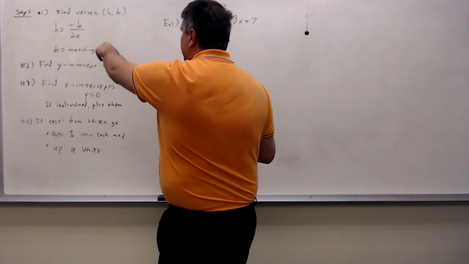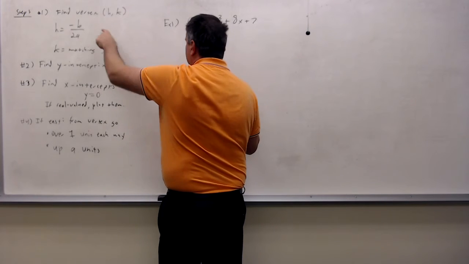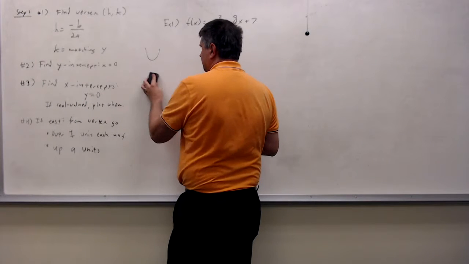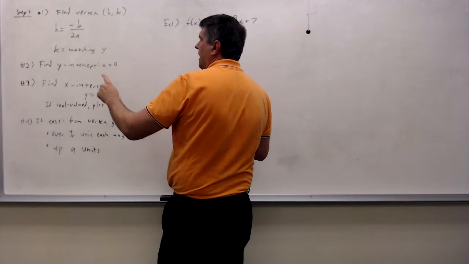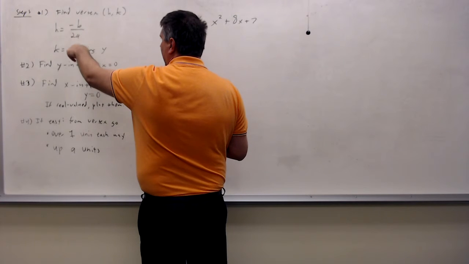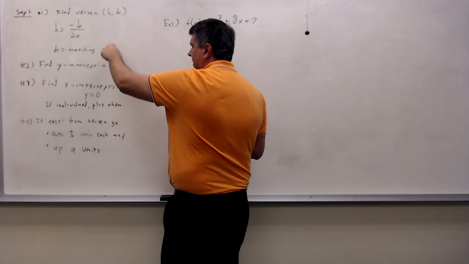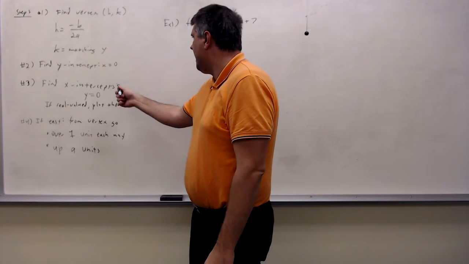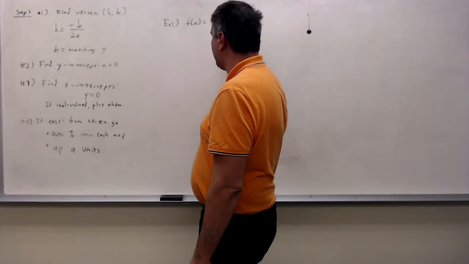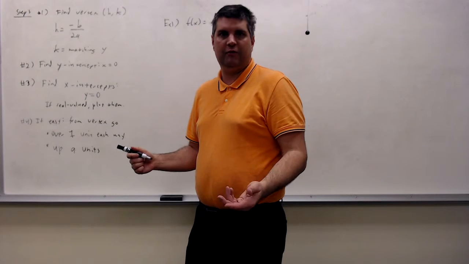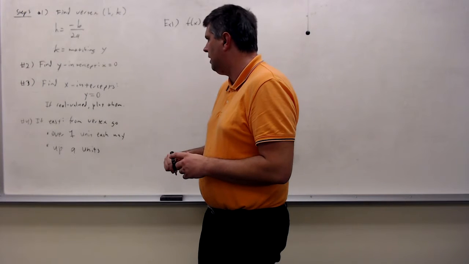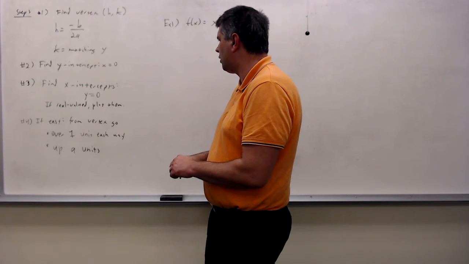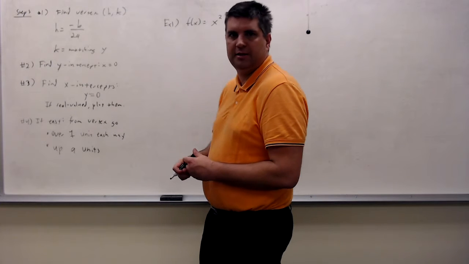All right. So here are the steps. Find the vertex. The vertex is either the low point or the high point. And h is negative b over 2a. K is the matching y. Once you find that, find the y-intercept: plug in x equals 0, get the matching y. At the x-intercepts, set the quadratic equal to 0 and solve. If you get real value solutions, plot them. And then another step, if it's easy, from the vertex, go over 1 unit each way and up a units.